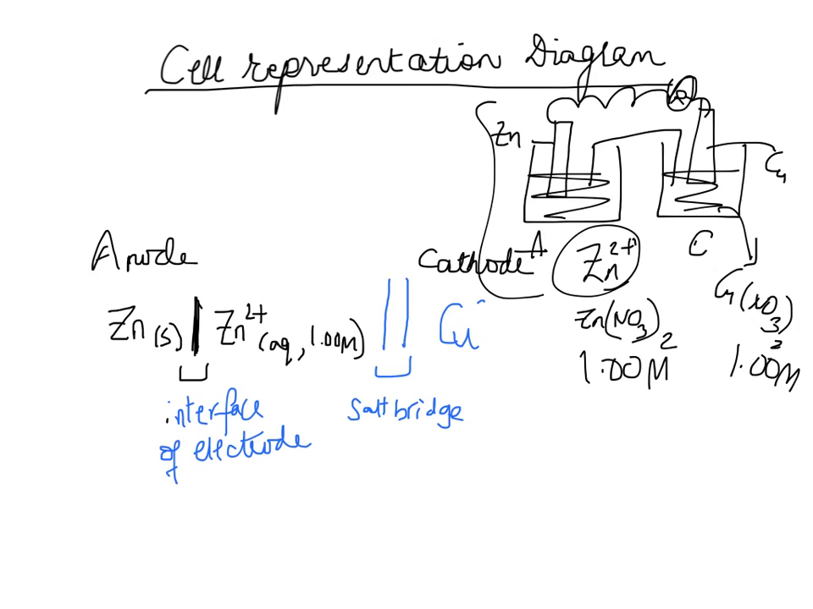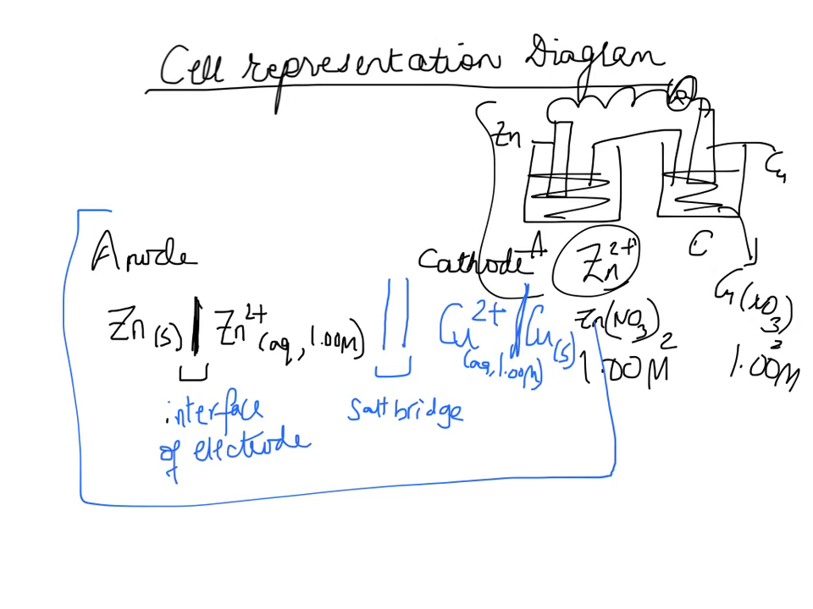And then next we will write down what's going on at the cathode end. At the cathode end, Cu2+ ions are going to accept electrons and deposit as copper metal. That means Cu2+ is going to be written as aqueous and then 1 molar. And that's going to take up electrons and deposit copper solid as your final product. This method of representation is what is referred to as the cell representation diagram. So it's much easier, much simpler as to how we go about it.